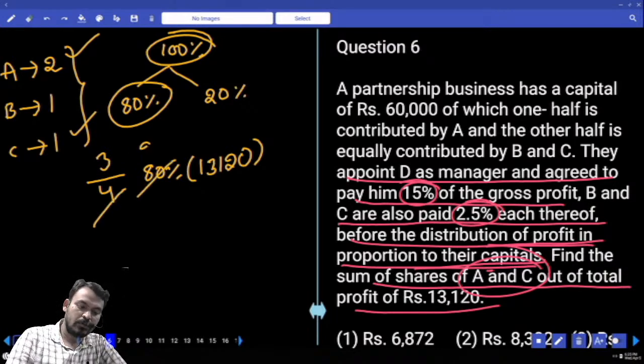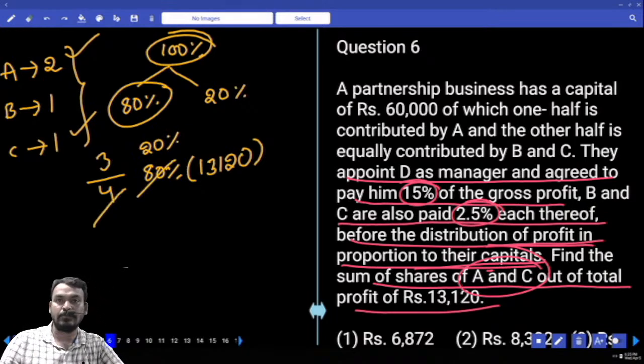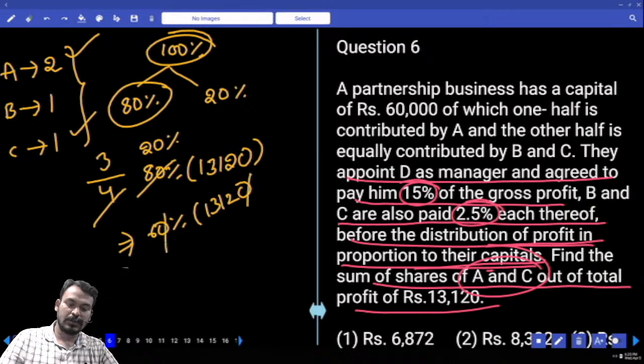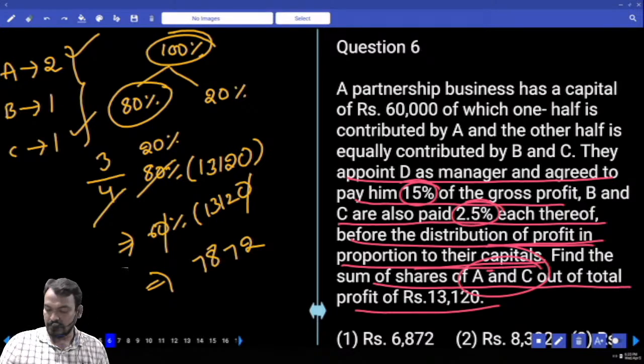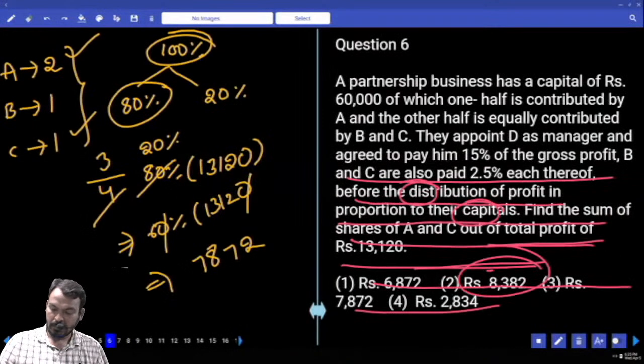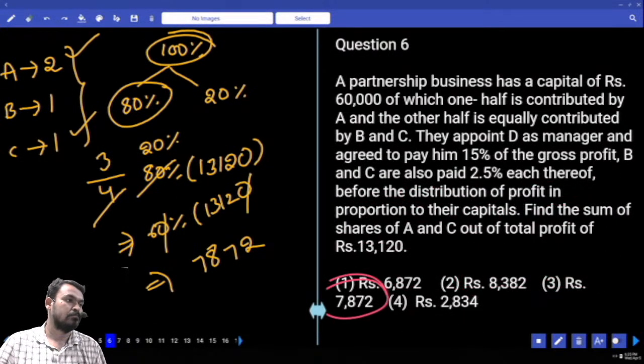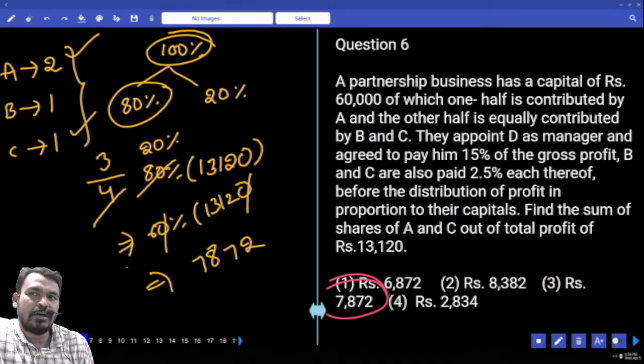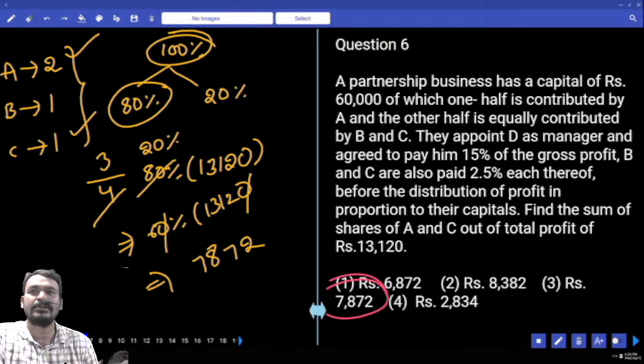80% times 3 by 4 is 60%. 60% of 13,120. The two zeros cancel, so 6 into 13,120 ends with 72, which gives 7,872. Which option? The third option, because there is no clarity about D's investment, meaning the remaining 80% is distributed only among A, B and C.